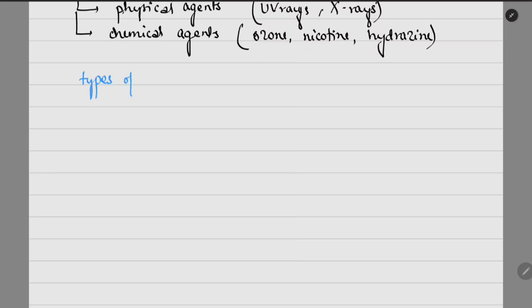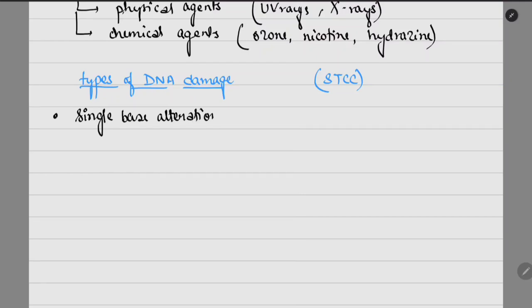Now, what are the different types of DNA damage? Remember the mnemonic STCC. Okay. Now, what is the S? S stands for single base alteration. So what is single base alteration? There is a change in one base, one nitrogenous base. As the name suggests, there is a single base alteration. One base change. If there is a change in one base, then there will be DNA damage.